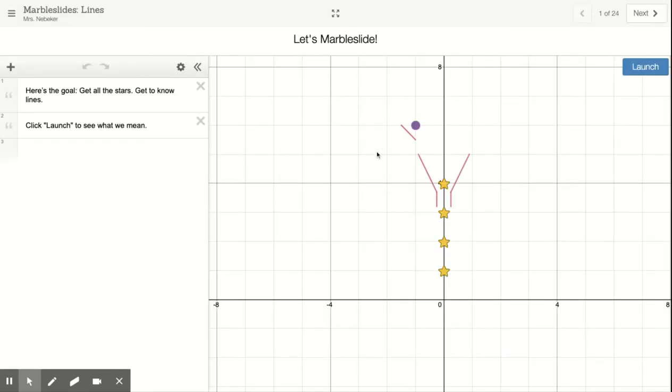So this is what we're going to do. The goal is over here. We're trying to get all the stars and we're going to practice writing equations. So when you press launch, you can see what we're talking about. Over here on the right hand side is a launch. So we have this cute little marble and we have these stars. It's kind of like the coin collecting. So we're trying to create a path to get these stars.